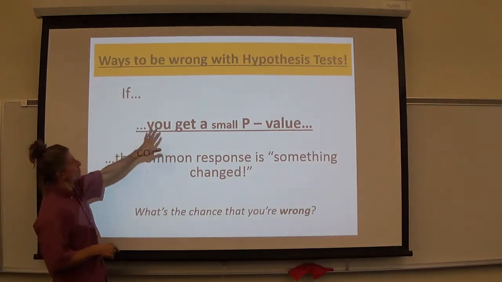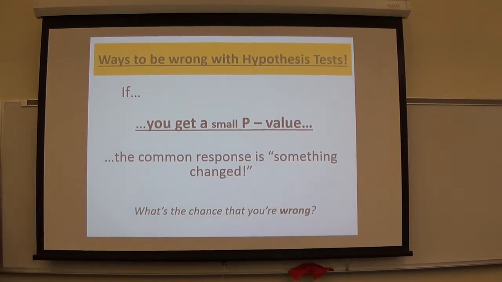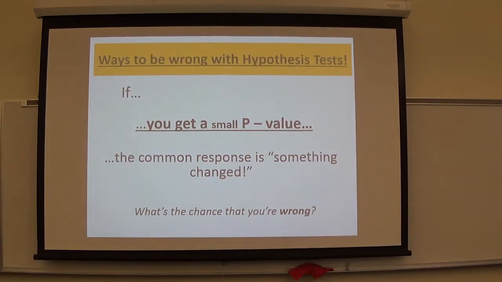So you get a small p-value. Remind me what that means. What is a p-value? Why does a small p-value attract your attention? In the 5% area of the bell curve. Good. We're now in the 5% area of the bell curve. We're outside of the 95% area of the bell curve.